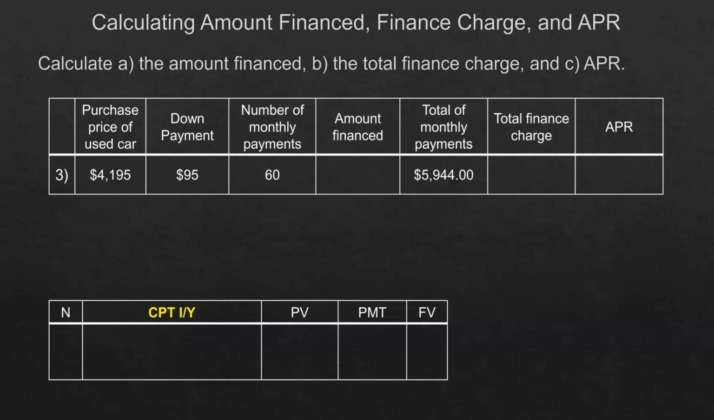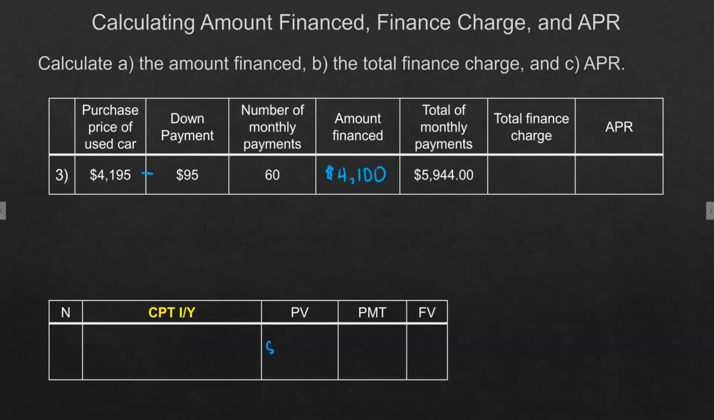So we are on example number 3 of section 10.1, and we are going to find the amount financed, the total finance charge, and the APR. The first two parts are pretty quick, because all we have to do to get the amount financed is subtract 95, the down payment, from the purchase price, and you see that we get $4,100. So the amount financed is how much we're going to borrow.